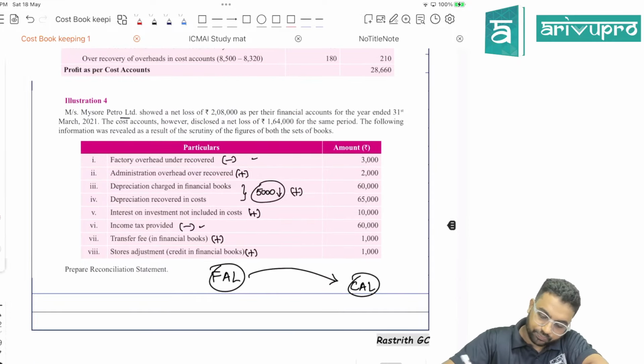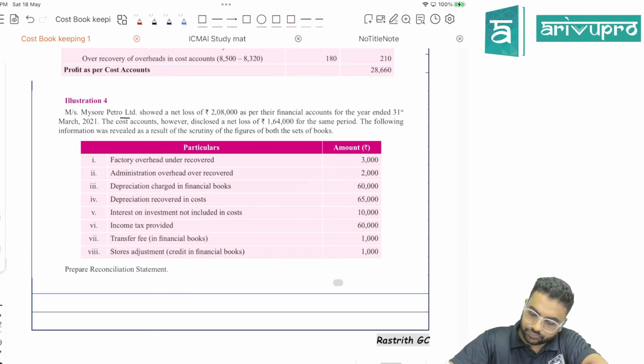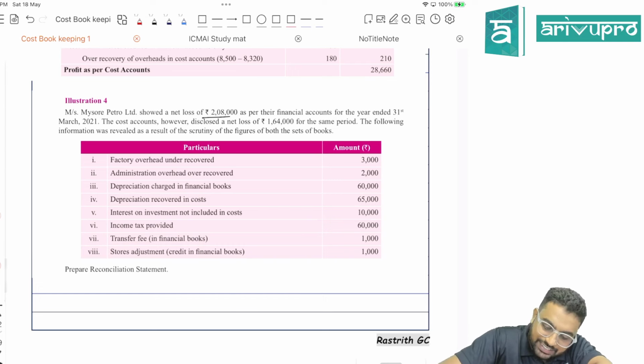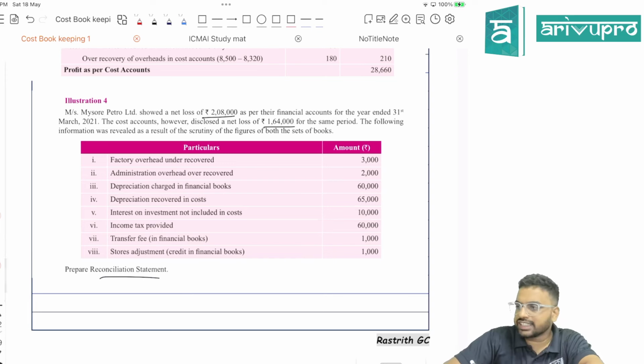Illustration 4. Mysore Petro Limited showed a net loss of 2,08,000 as per the financial accounts. Cost accounting disclosed a loss of 1,64,000. Following information is given. So they are asking you to prepare a reconciliation statement.